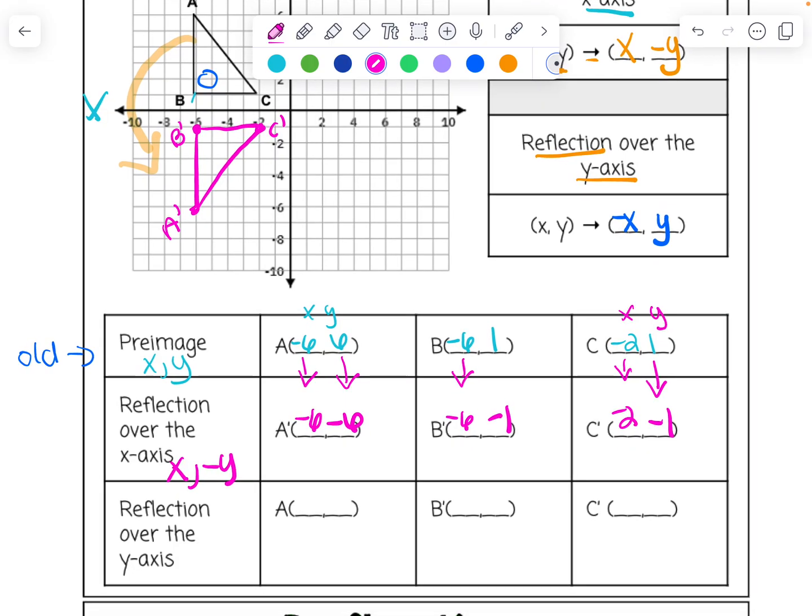So your Y will stay the same, but the X becomes the opposite. Okay, and again, I'm looking at the original, which is, this is your original. I'm going to go ahead and highlight that so I know. Let's highlight that yellow. So these are my original pairs that I got from the original triangle.